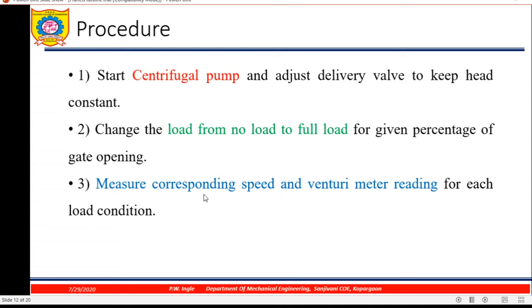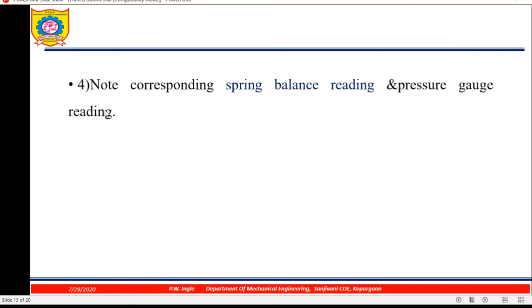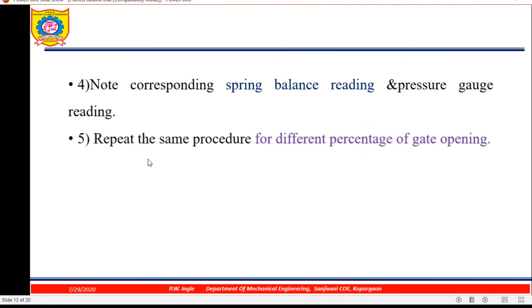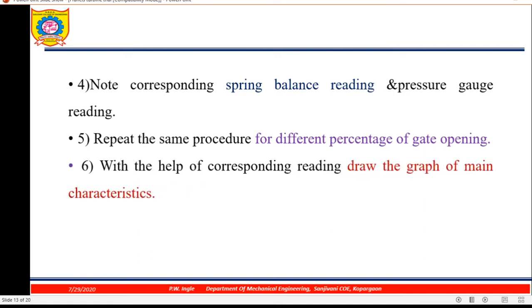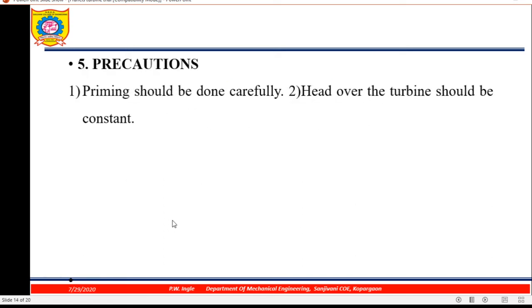Then measure the corresponding speed and venturimeter reading for each load condition. Note down the corresponding spring balance reading and pressure gauge reading. Repeat the procedure for different percentages of gate opening. With the corresponding readings, draw the graph of main characteristic or variable speed characteristic. Precautions: priming should be done carefully and head over the turbine should be constant.